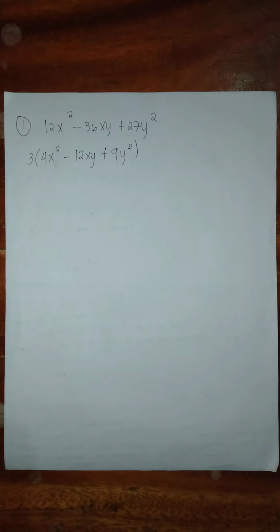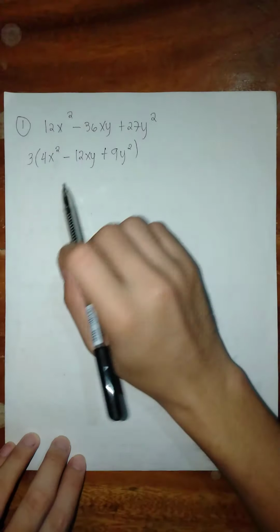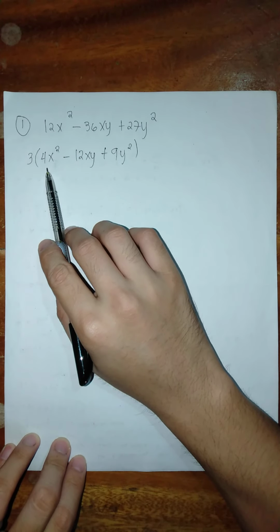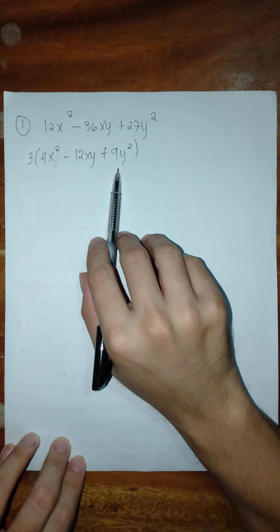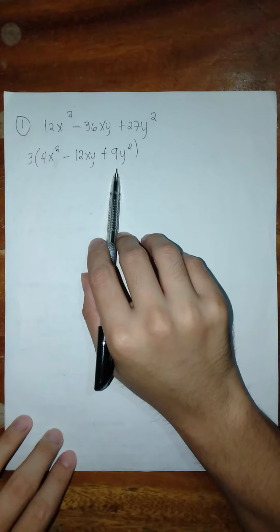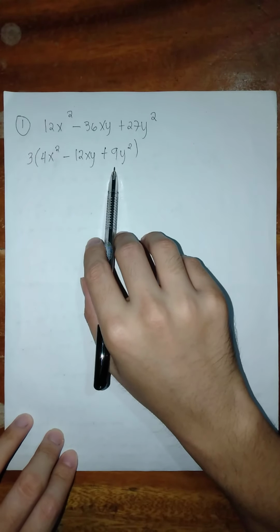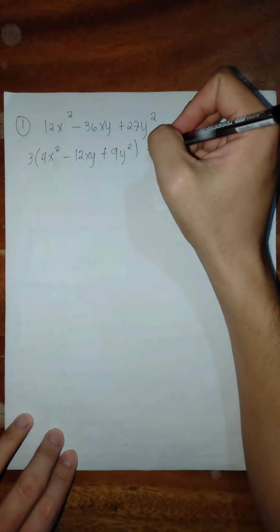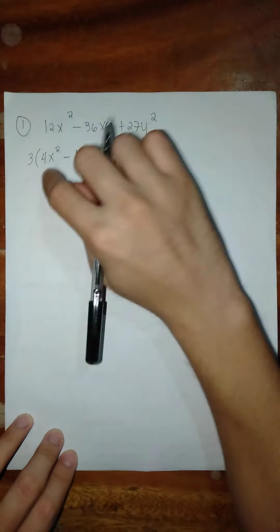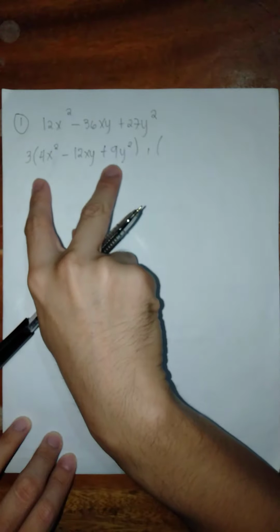O next, what can we do on this one? Papansin natin, may clue ka dito. Ano yung clue na makukuha mo? Yung first term mo is 4, which is a perfect square, di ba? And yung last coefficient dun sa y squared, which is 9, is also a perfect square. So, therefore, there's a high chance na factorable yan since meron kang perfect square.